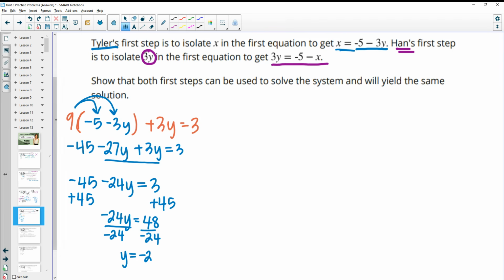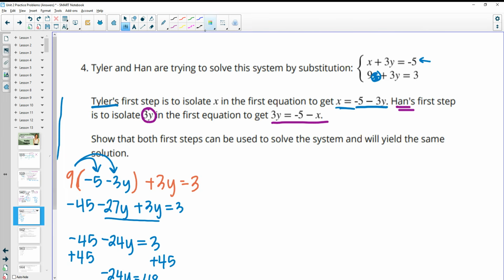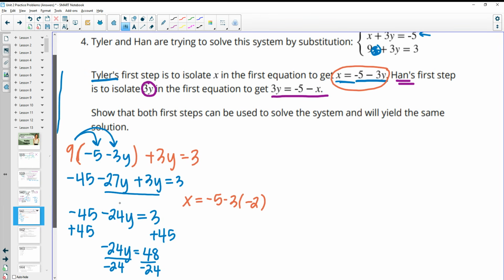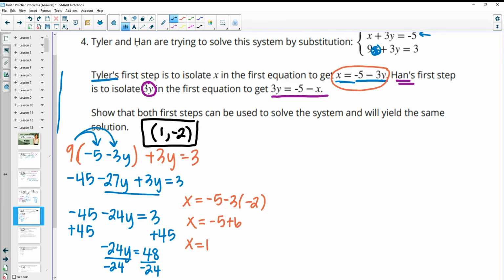Then we need to plug negative 2 back into our top equation, really the equation that Tyler did. So this one. We'll plug this back in to get our x value. So x equals negative 5 minus 3 times y, and we got negative 2 for y. So negative 5, and then negative 3 times negative 2 is positive 6. So we get x equals 1. So our solution here was that x equaled 1 and y equaled negative 2. So that's doing it Tyler's way.